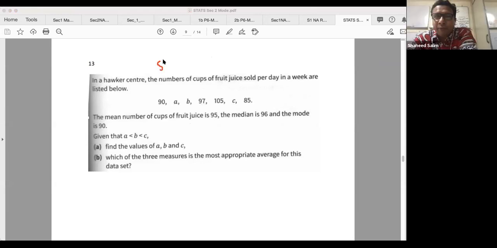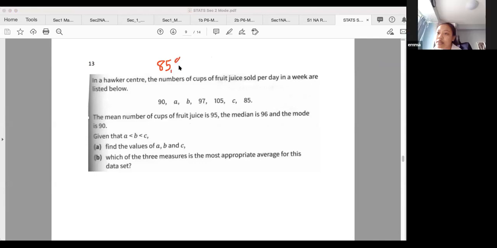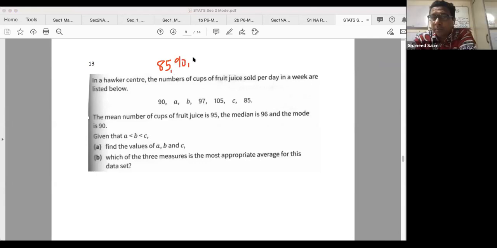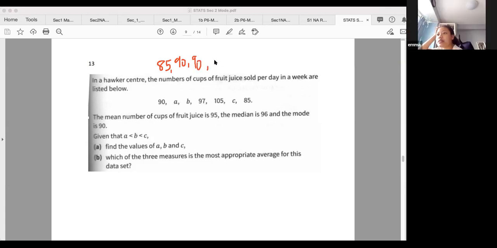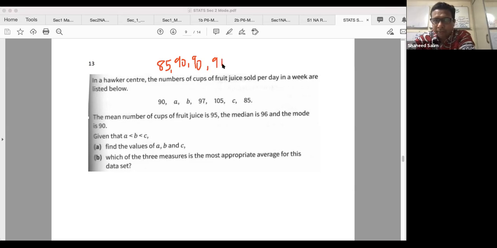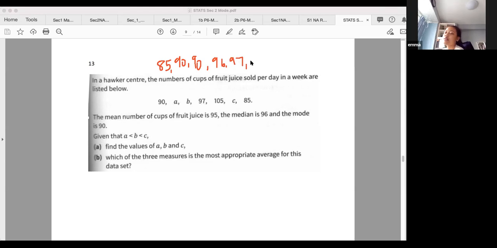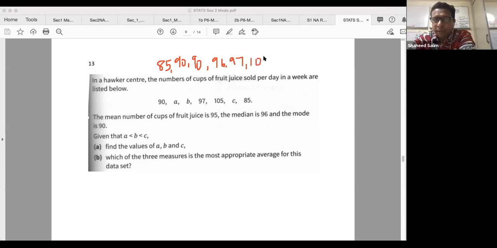85 first. Then 90. We assume there's one more 90, because it's the mode. Let's say it's twice. 90, 90, 96, and 96. Good. And then 97, 105, and 105. So now, which one do they tell us the median is? 96. So this is 96, right? So there are three numbers on this side. There will also be three numbers on this side.